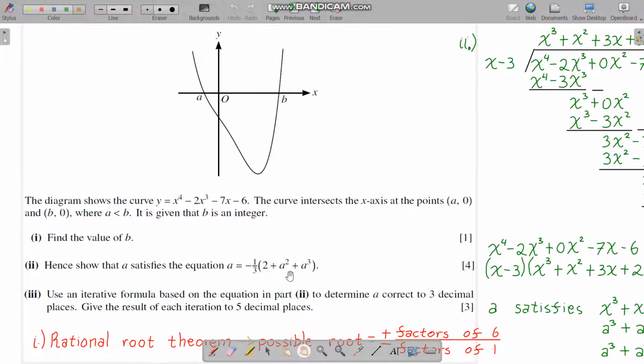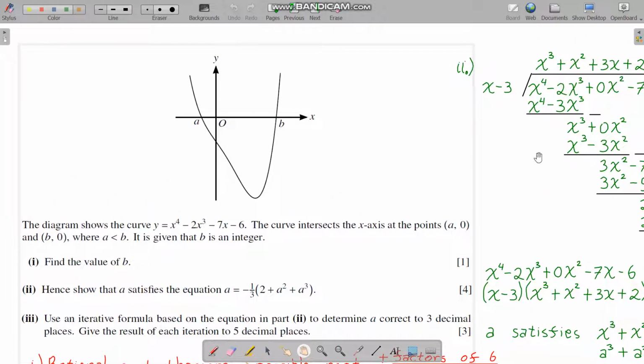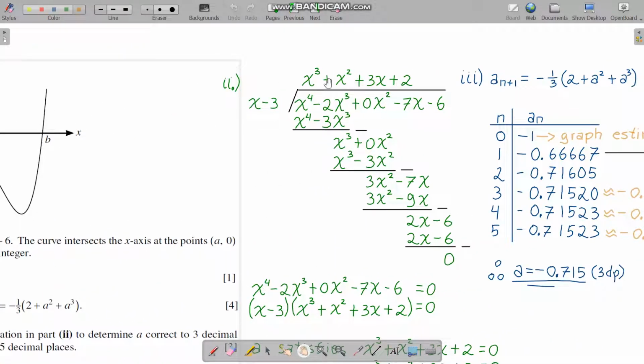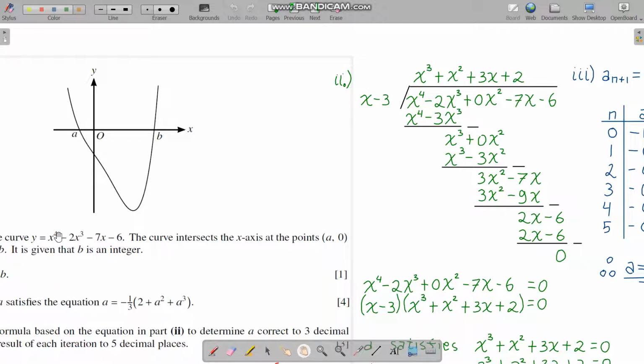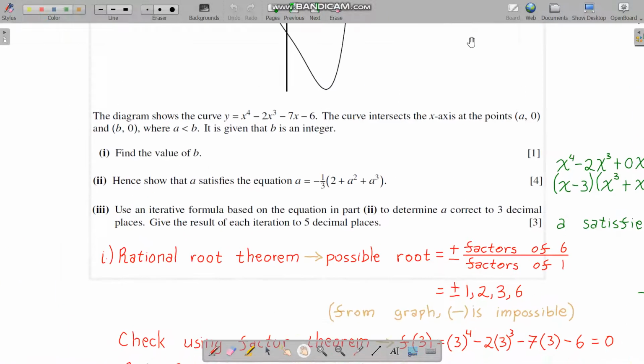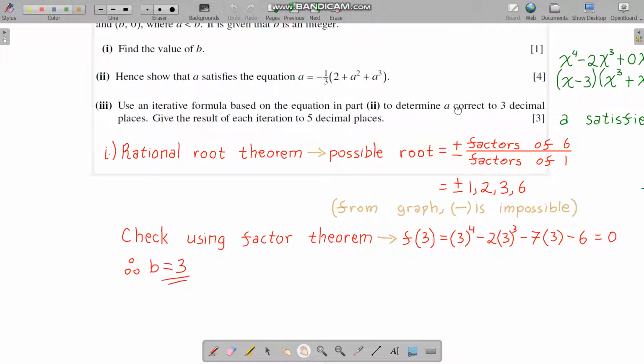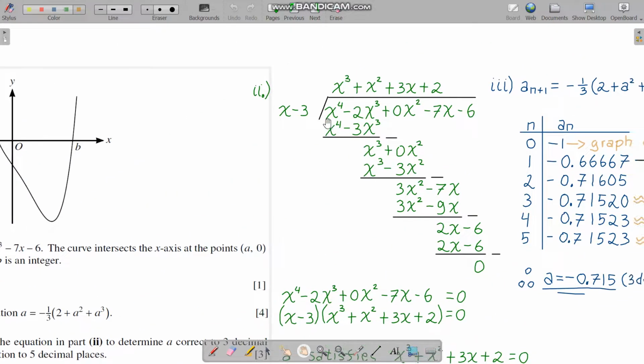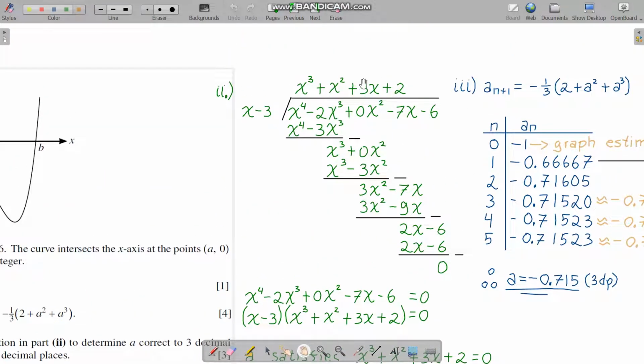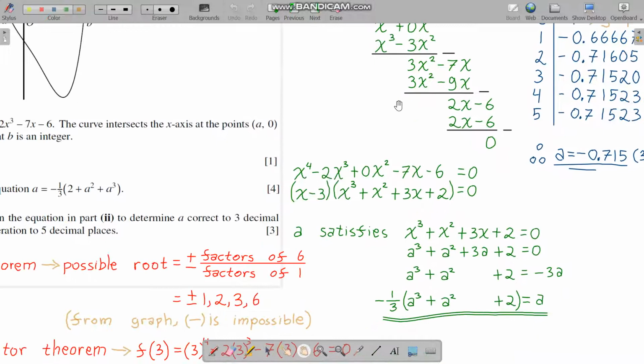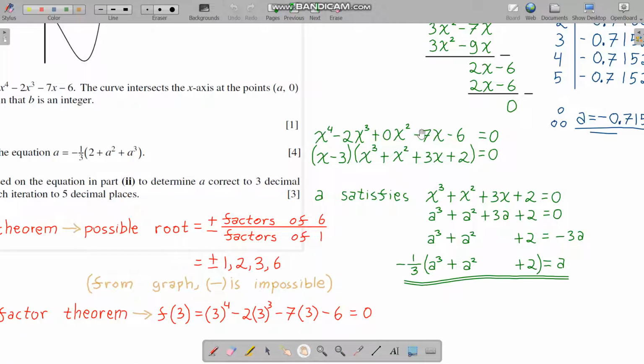So the highest power is a to the power of 3, which means we're not going to use this one. So we're going to have to do long division. The original function is the dividend, and we divide by the root because the root is 3. Of course the factor is x minus 3, so we divide by x minus 3, and we do the long division, and we get this quotient, and this means the original function equals x minus 3 times the quotient.